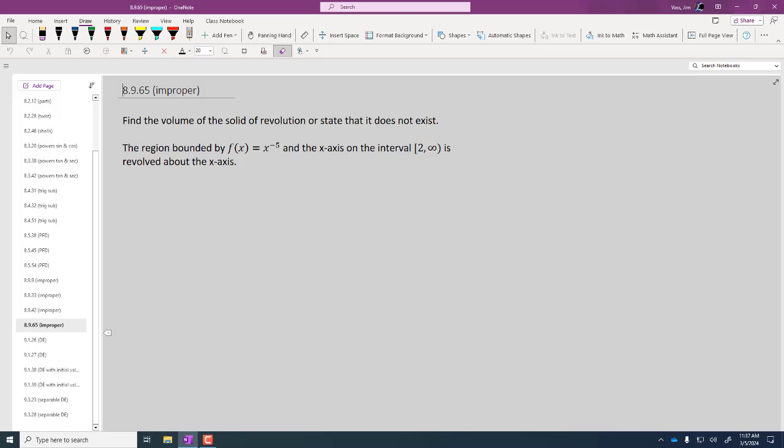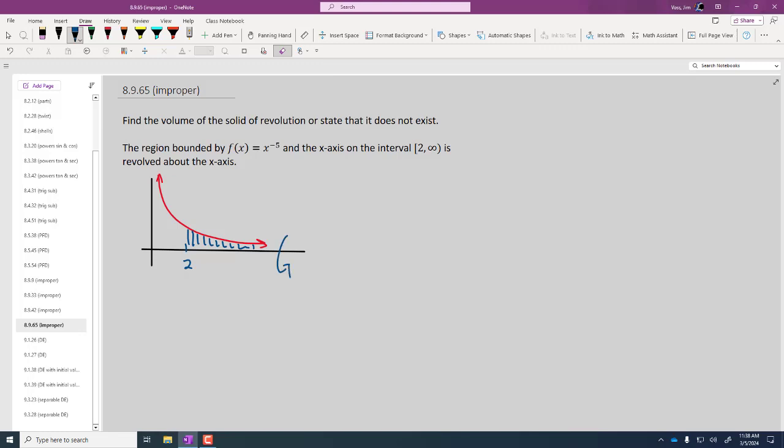So find the volume of the solid generated by x to the -5 on that interval. So our basic look of this thing, we have this decaying function like that. It's approaching 0. And we are looking on the interval from 2 to infinity. So let's suppose that's 2. And we're trying to find the volume when this is rotated around the x-axis.